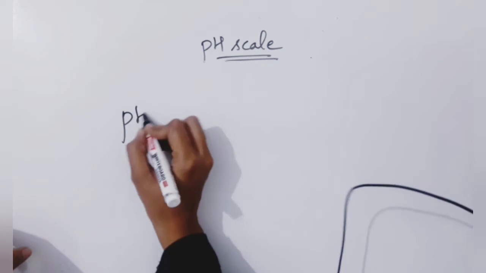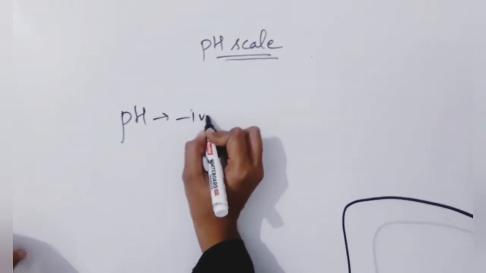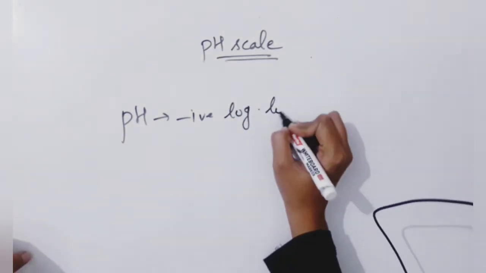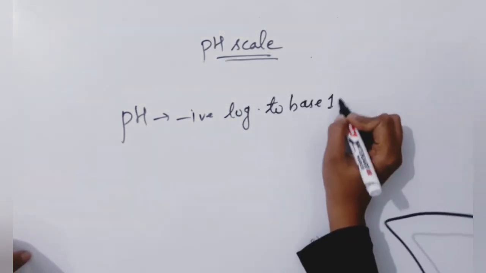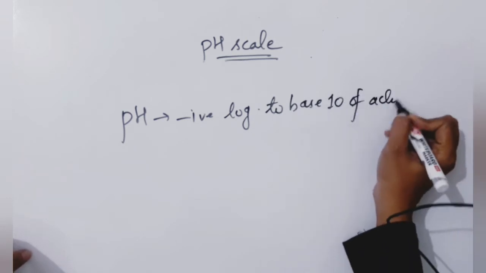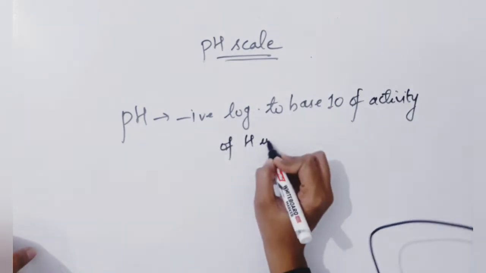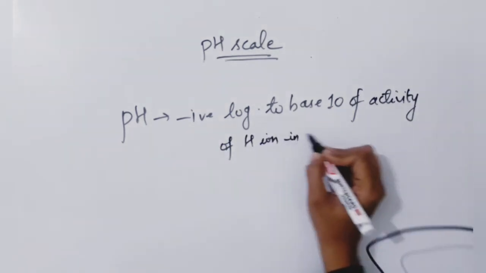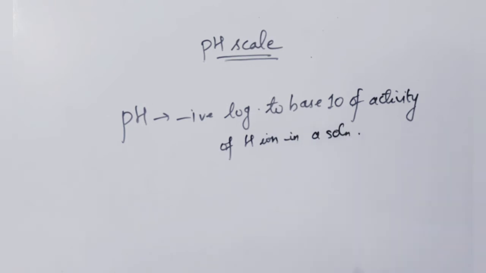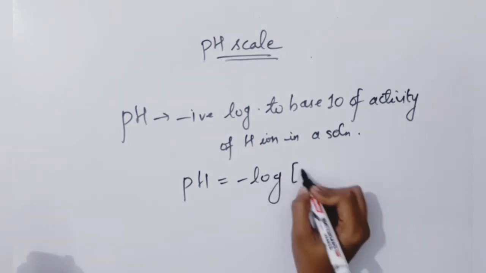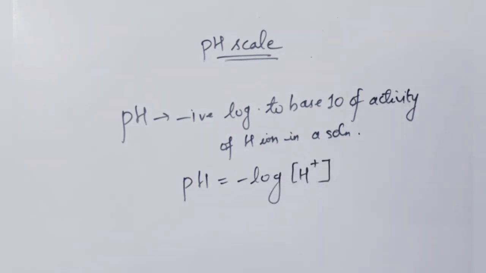pH is also defined as the negative logarithm to base 10 of activity of hydrogen ion in a solution. So pH is equal to minus log of H plus ion concentration.